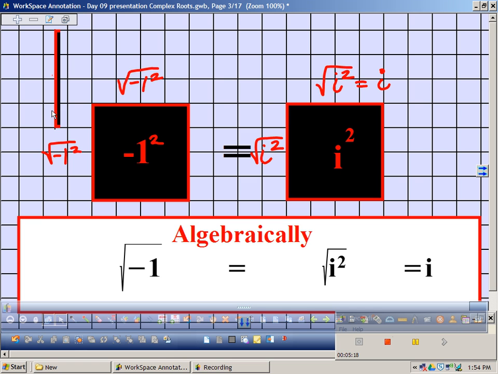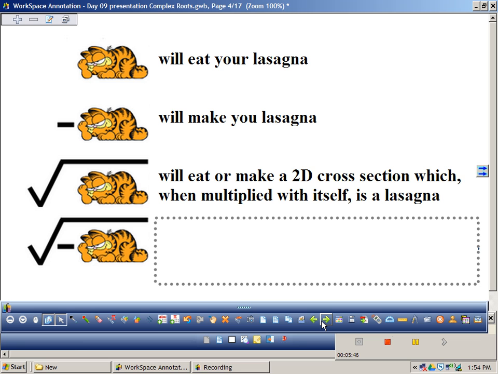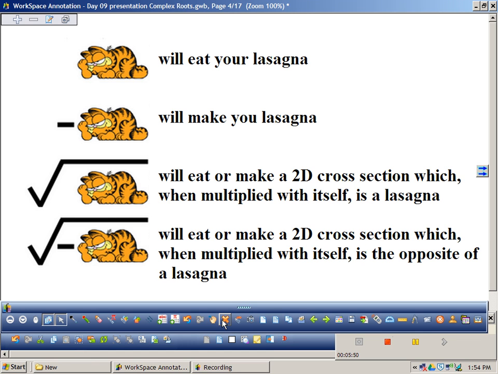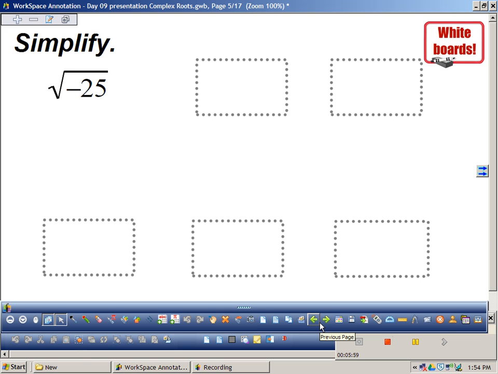Not that it really matters, because we're talking about Garfield, right? Then this one is, we'll eat or make a 2D cross-section, which when multiplied with itself is the opposite of the lasagna. Anyway, kind of cute, right? All right, let's work with this.